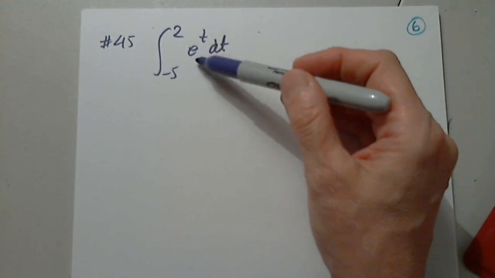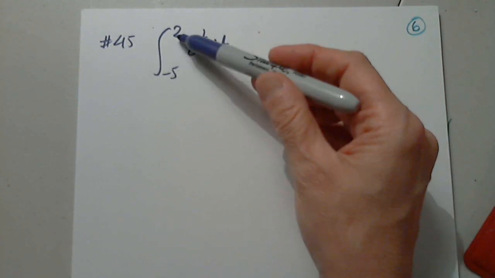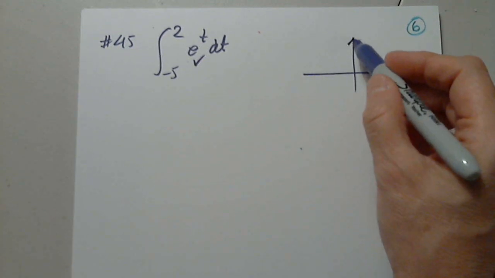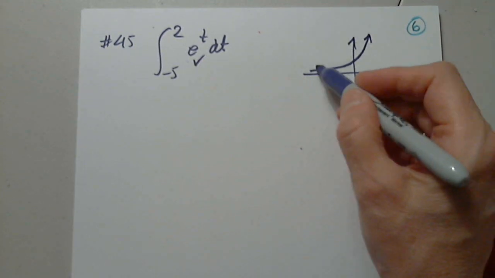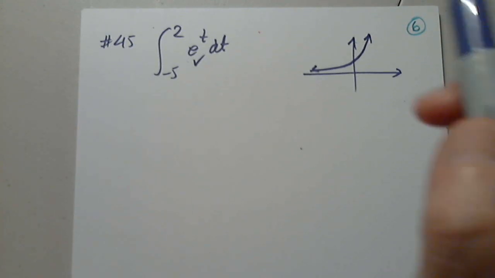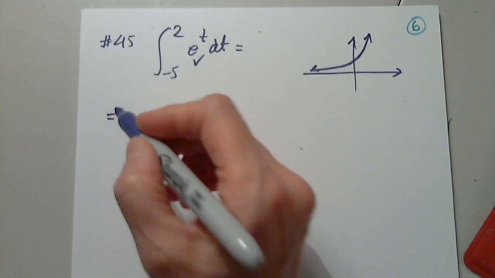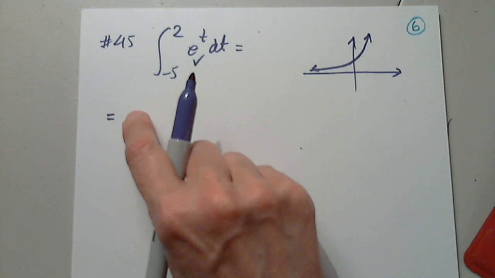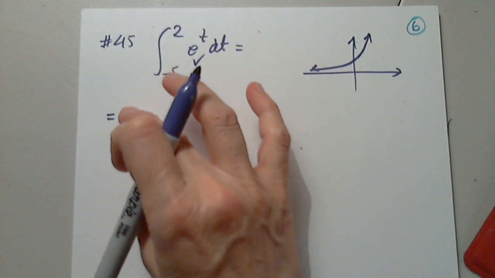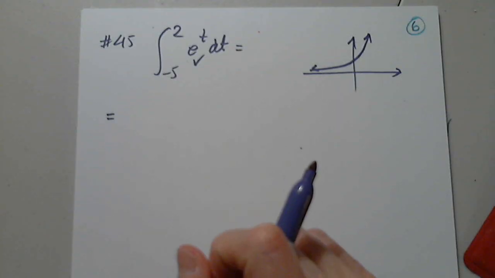I have to check that this function is continuous between these two, of course. E to t is continuous everywhere. It looks like this. Continuous everywhere, like polynomial functions, no problem. Now I have to find the antiderivative. Which function prime is e to t? Which function do I differentiate to get e to t?